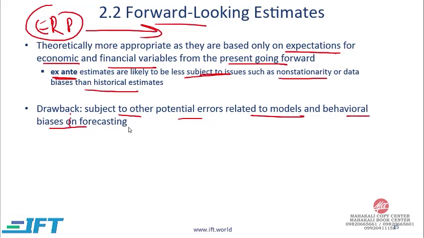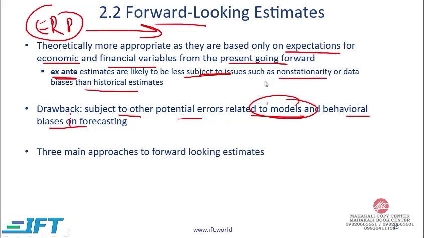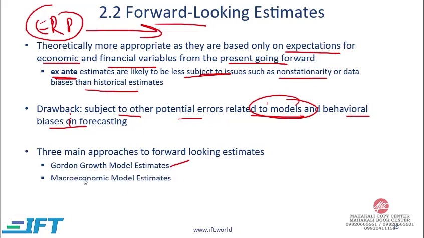I hope this point is straightforward. When we talk about various models, are those models perfect? Obviously not. So there are issues with the models that we use. The information that we plug into the models, is that information perfect? That's also not perfect. So those are the issues with forward-looking models. There are three main approaches for forward-looking models. One is the Gordon growth model, which you are very familiar with, but which we will also review. Then we have macroeconomic model estimates and survey estimates.